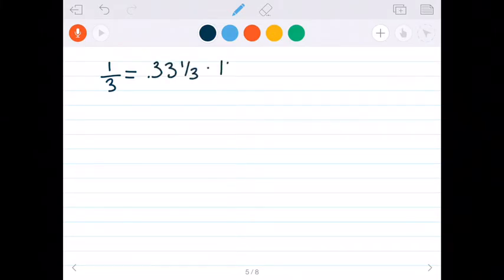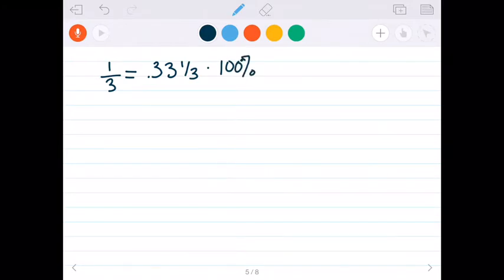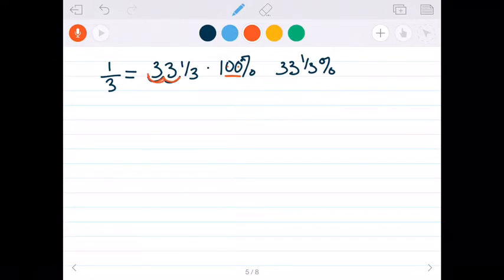Now we have to multiply it by 100%. And when we do that, that tells us we need to move our decimal point over twice. So it becomes 33 1/3%. Okay, because remember, when you are multiplying by a power of 10, the number of zeros there tells you how many times to move your decimal point. In this case, we have 2 zeros, so we have to move our decimal point to the right twice to make the number larger.